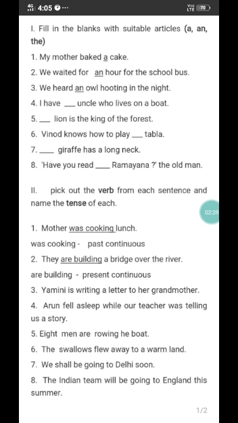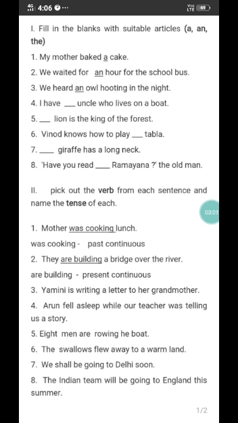I have dash uncle who lives on a boat. So choose the right article children. Fifth one. Dash lion is the king of the forest. So they are mentioning which animal it is, right? So choose the correct article.